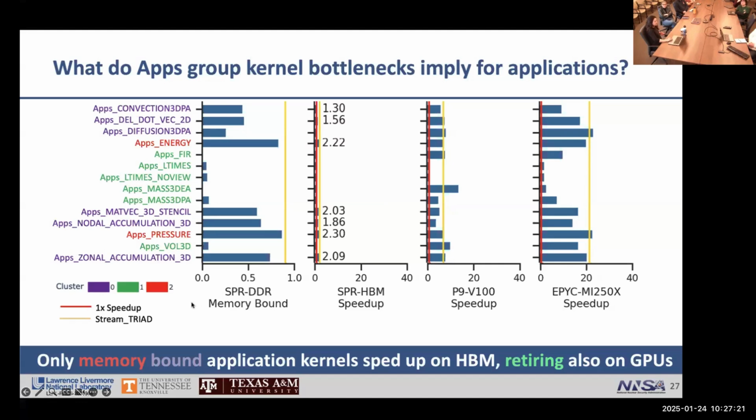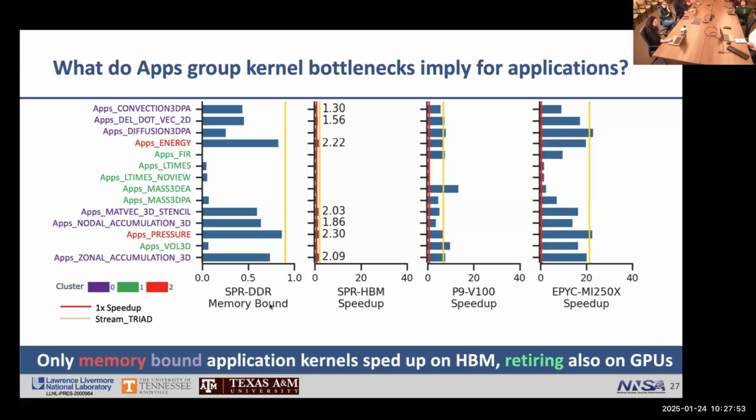A little bit more about what's on this figure. The yellow is the stream triad performance. I mentioned that way back at the beginning of the presentation, but stream triad is how much memory bandwidth I can get out of a machine. Ideally, if we can get that same performance, that's really great. And then the red line is 1x speed up over the Sapphire Rapids with DDR.